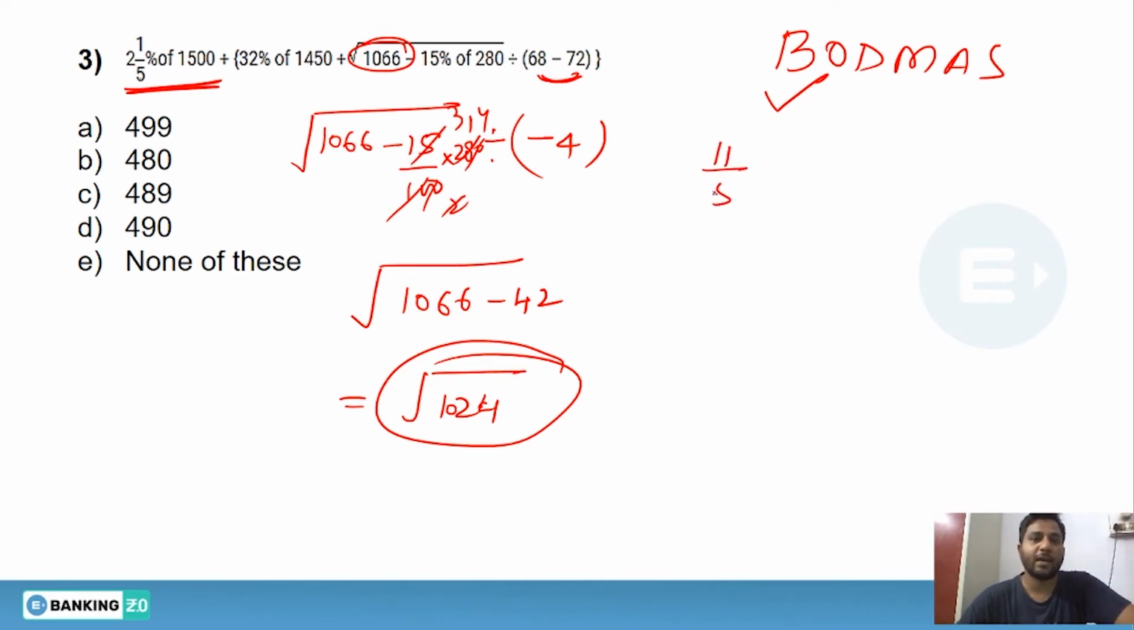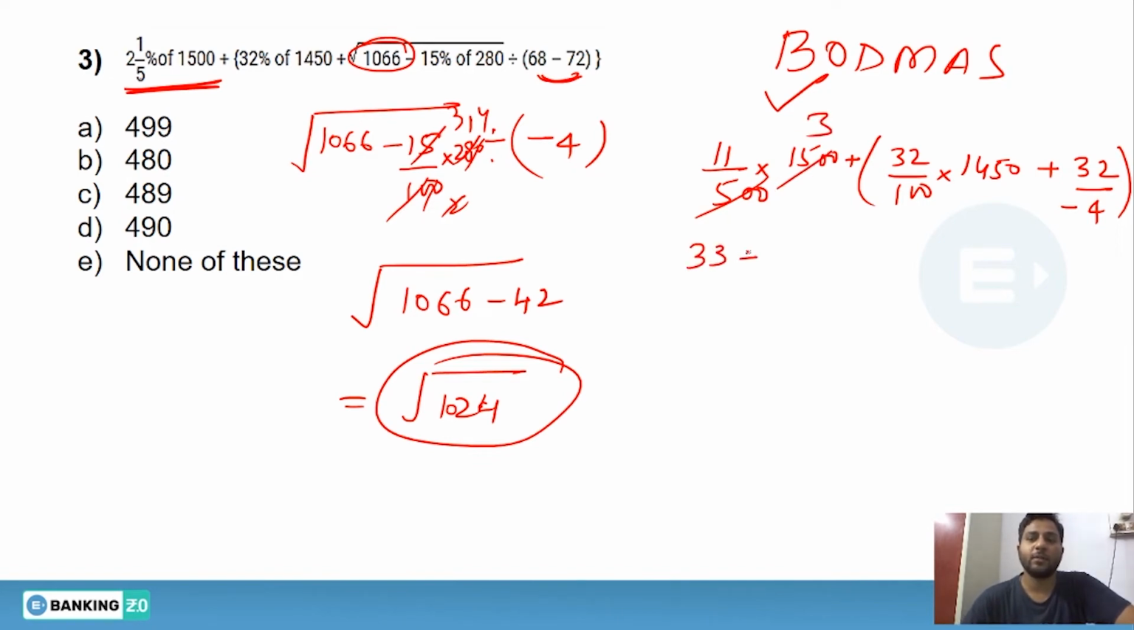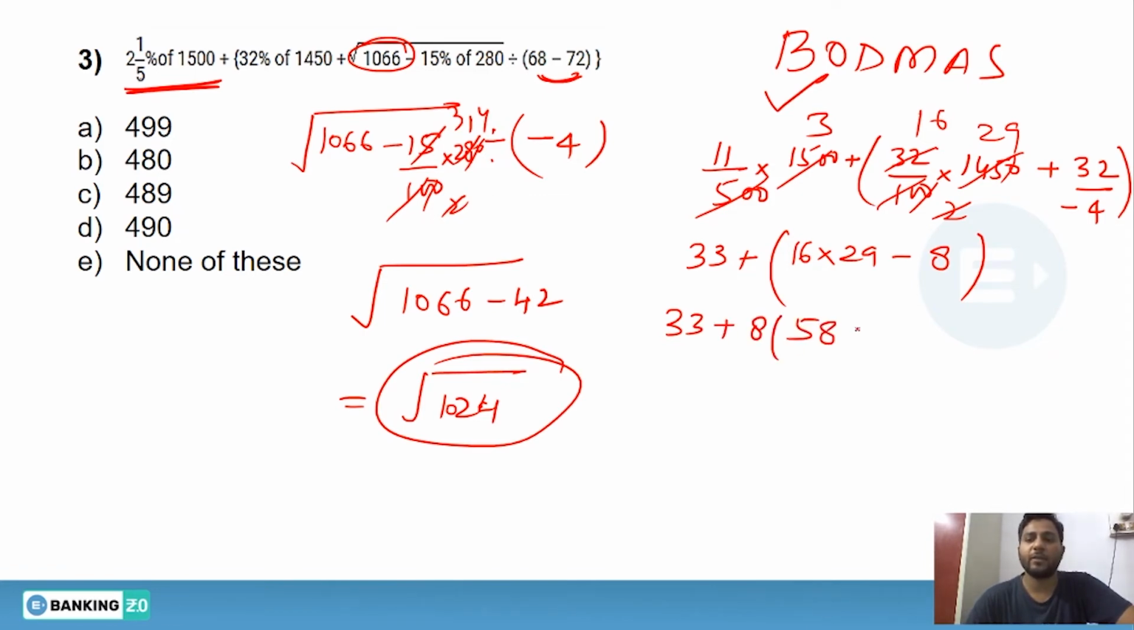That means 11 by 5 into 11 by 500 into 1500 plus 32 by 100 into 1450 plus 32 by -4. Look at this. What we can do is we will solve this. That means 33 will be left, and here again you will have to solve this. 5 2 529 2 16. That means 16 into 29 minus 8 has been left, and you will have to take 8 common, and if you take 8 common, it will be left 58 minus 1.